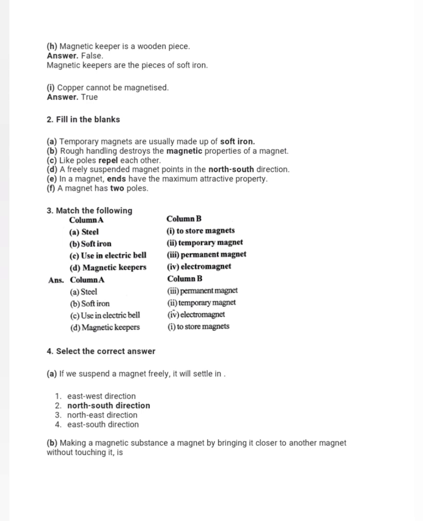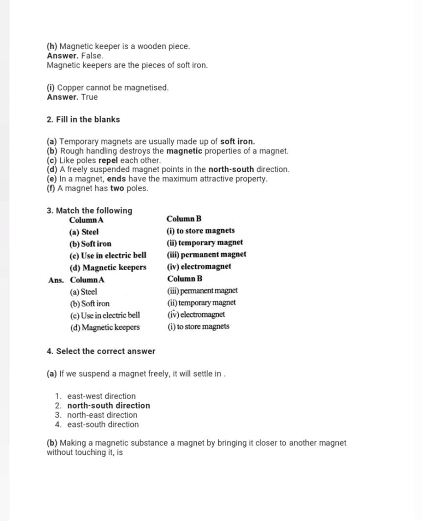I. Copper cannot be magnetized. Answer is true. 2. Fill in the blanks. A. Temporary magnets are usually made up of soft iron. B. Rough handling destroys the magnetic properties of a magnet. C. Like poles repel each other. D. A freely suspended magnet points in the north-south direction. E. In a magnet, the ends have the maximum attractive property. F. A magnet has two poles.